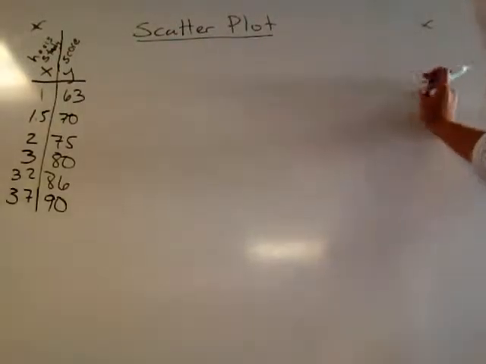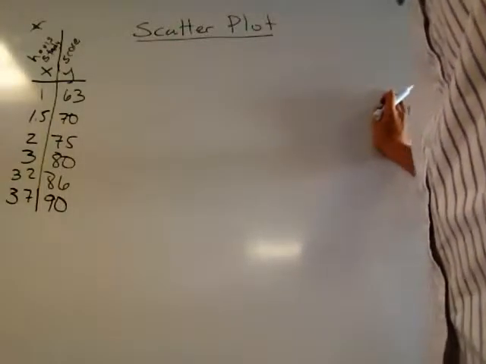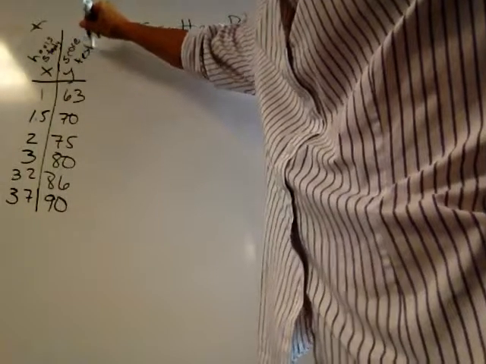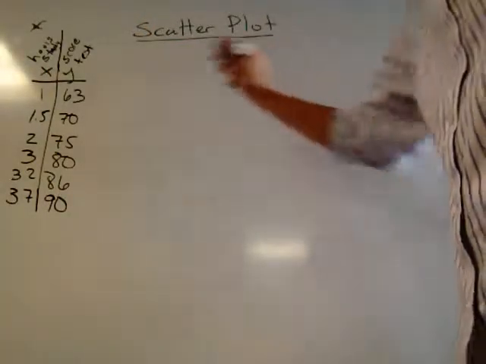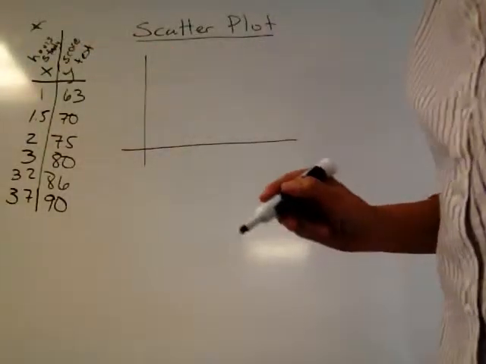Alright, in this video I'm going to show you how to make a scatter plot both by hand and also using the graphing calculator. So let's say I have a set of variables, hours studied versus the score on a test. Scatter plots are a way of displaying data with two variables. So looking at our x and y axes, I'm going to go ahead and draw that.